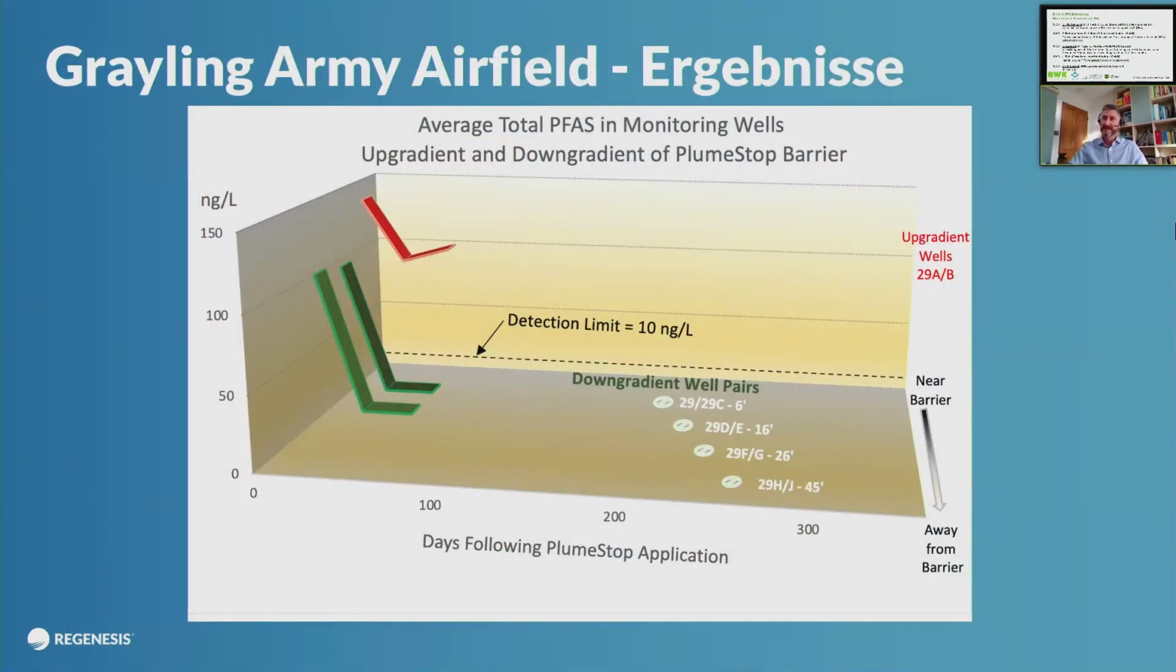This graph's a little complicated. On the y-axis, we've got the concentrations of PFAS. On the x-axis, left to right, you've got the time going to 18 months. And then on the z-axis, in the background there, is up gradient. The red line is up gradient of the barrier, and then green lines are wells, or data from wells down gradient of the barrier, and moving further down gradient, the closer it gets to you on the screen.